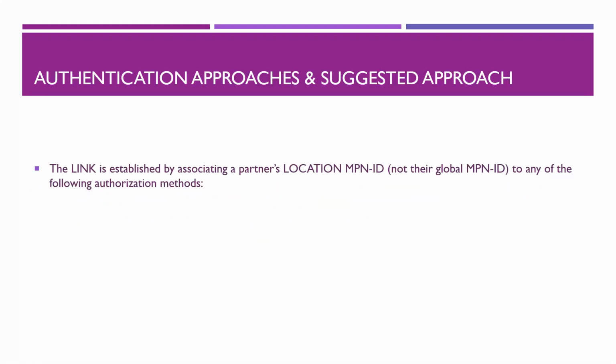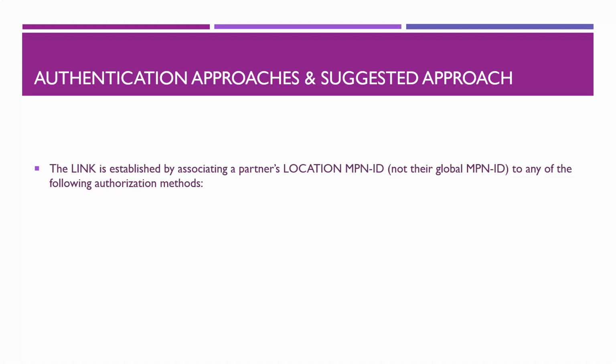And so when we start talking about authentication approaches and suggested approaches, it really starts with the link. You've got to do this PAL association. And to do this PAL association, you need to use the partner's location MPN ID. Okay, so this is a little bit more specific than I talked about earlier on the previous slide. There's a difference between the location ID and the global ID.